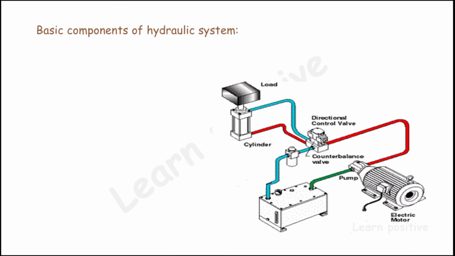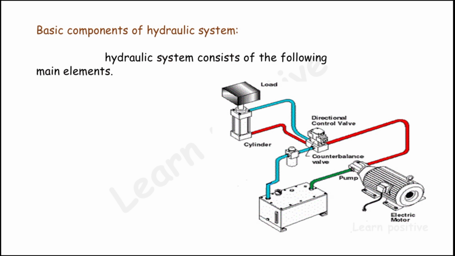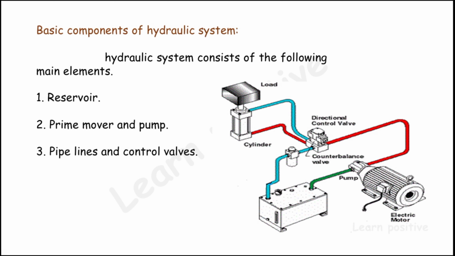Now, see the basic components of a hydraulic system. The hydraulic system consists of the following main components. There are four main components mainly used for the hydraulic system. They are the reservoir, prime mover and pump, pipelines and control valves, and the hydraulic actuator.